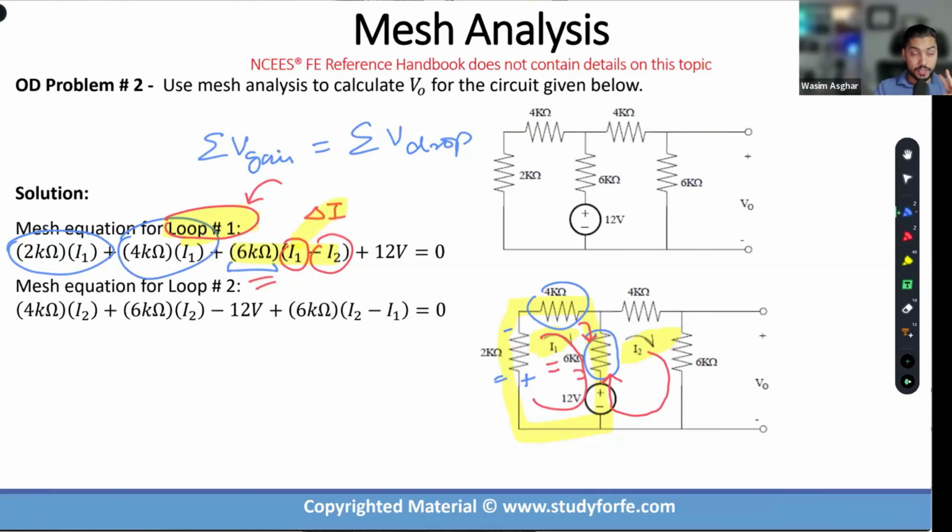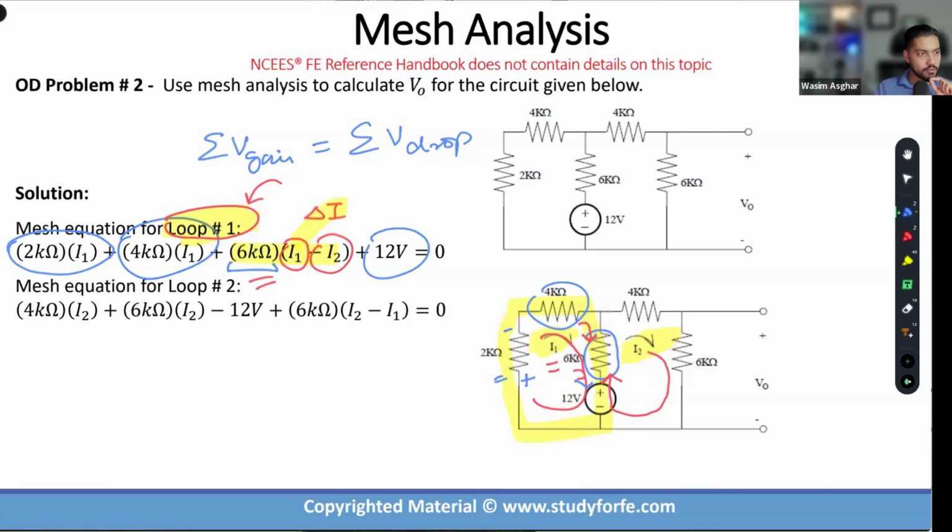Now, the other thing is a passive sign convention. Notice that I1 enters the positive terminal of the 12 volt battery and it is leaving the negative terminal. So how do we tackle that? Should that be voltage gain or voltage drop? If the current enters the positive terminal of a voltage source and leaves the negative terminal of the voltage source, it is always a voltage drop.